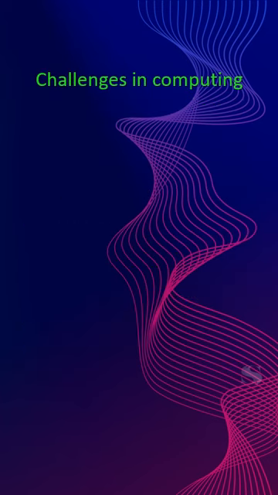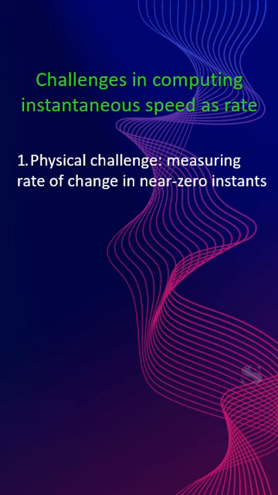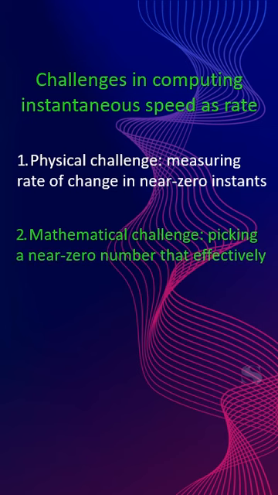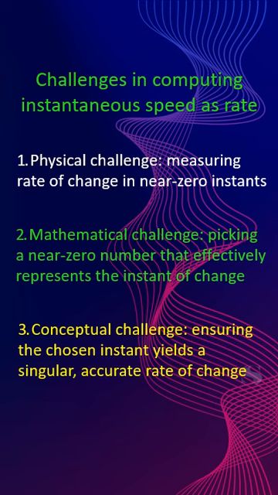We can restate the challenges in computing instantaneous speed as rate in three discrete categories. First, the physical challenge. This is about the impossible task of measuring rate of change in near zero instants. Second, the mathematical challenge. This is about the challenge of actually choosing the near zero number for the instant that is the same as being zero in the context of the changing quantity. Third, the conceptual challenge. This is about ensuring that the chosen quantity of the instant is such that the rate of change at that instant is truly singular, accurate. Let us also explore how calculus resolves these challenges.